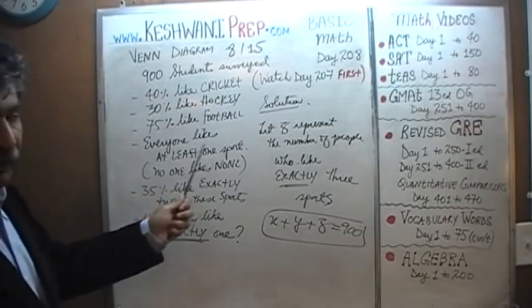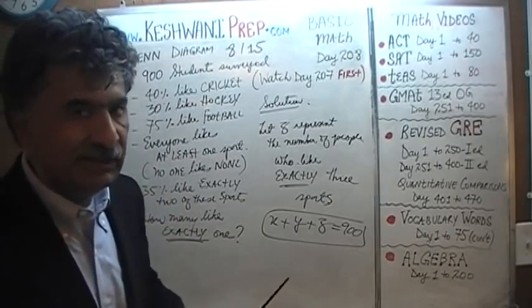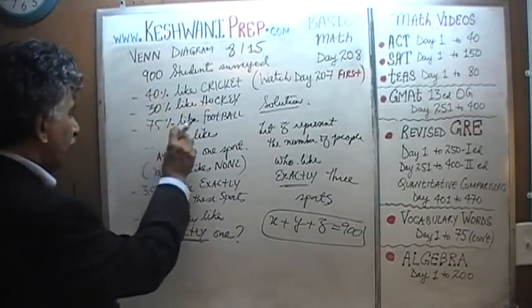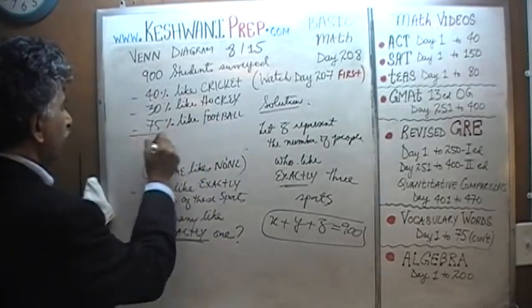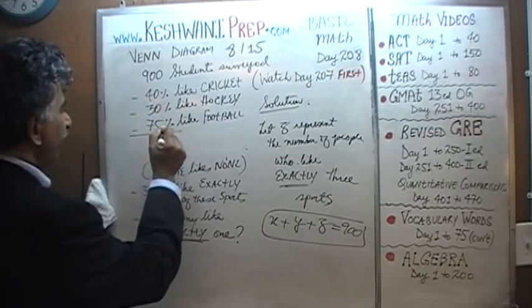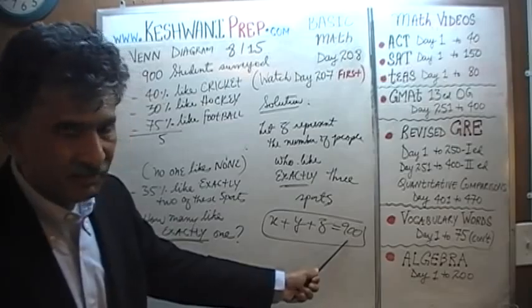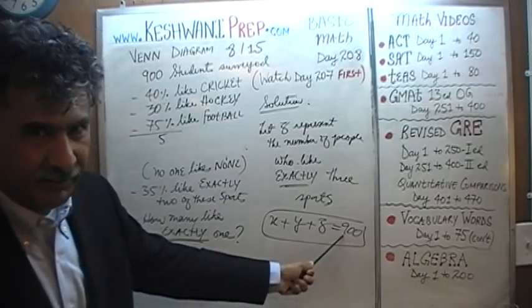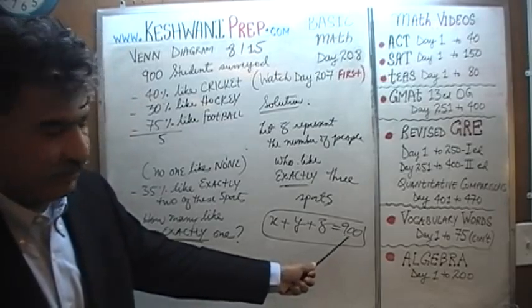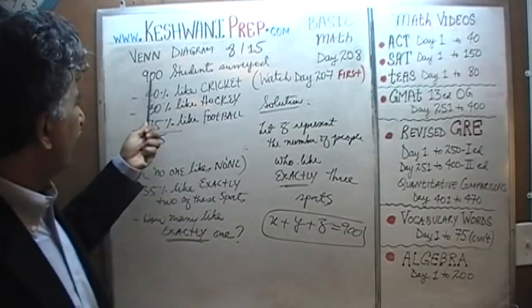Let's continue here. Let's take a look at this. We have 40% said cricket. Everyone likes at least one activity, which means there is nobody here who said that they do not like any activity. Okay, just add up these figures, see what happens. When we add up these figures here, we get 5.